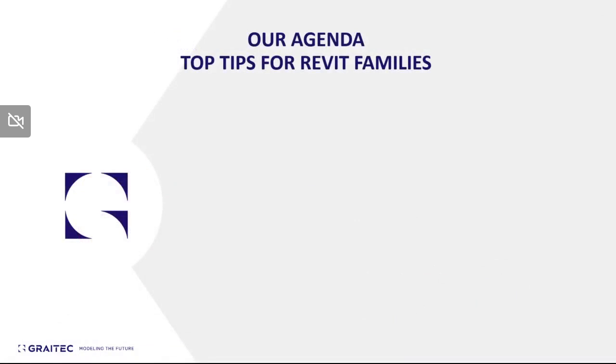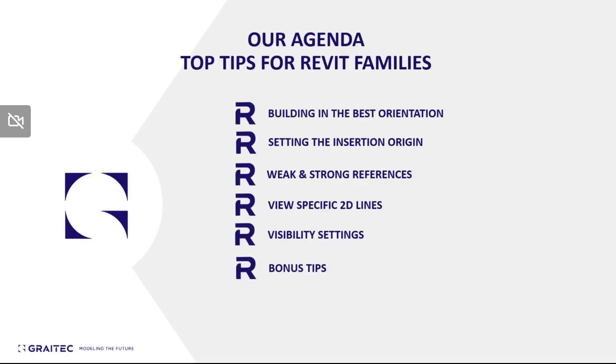So let's have a look at the agenda for what we're going to be looking at today. First of all, we'll take a look at how to set out your Revit family model itself to get the best orientation. We're then going to look at how you can change the insertion origin point if you need to.